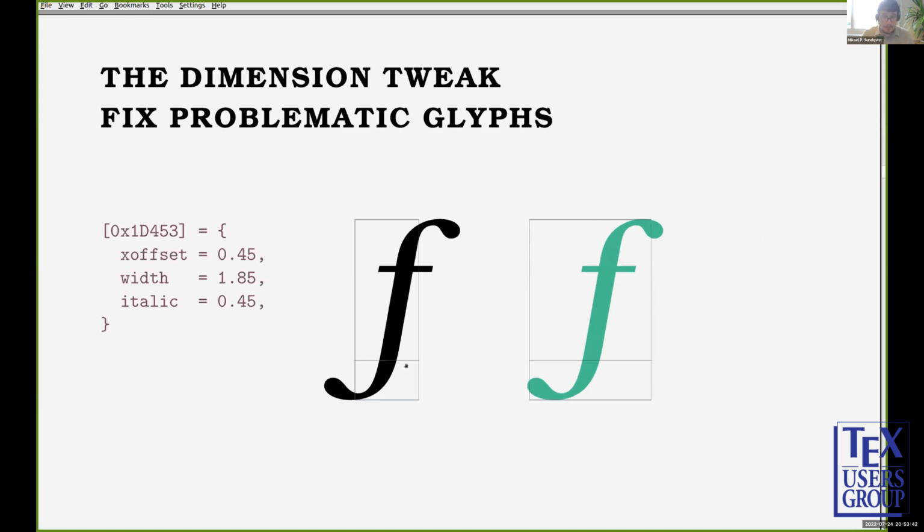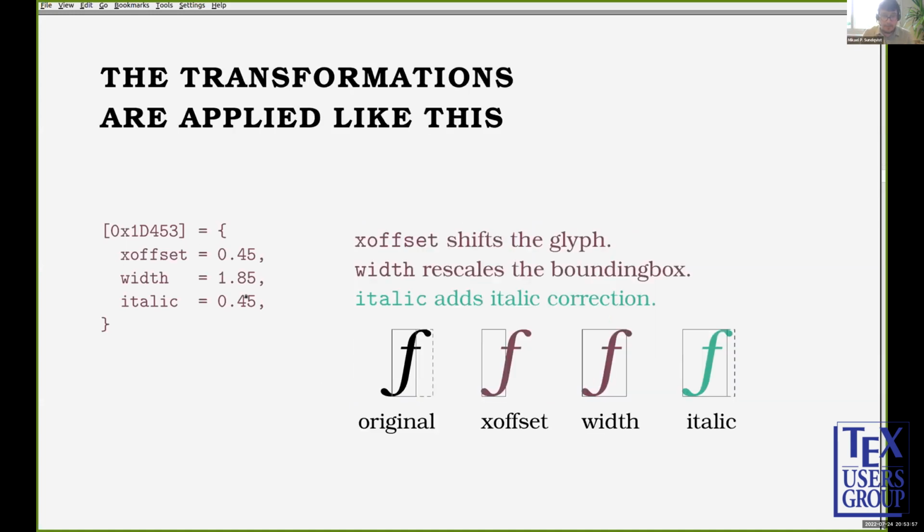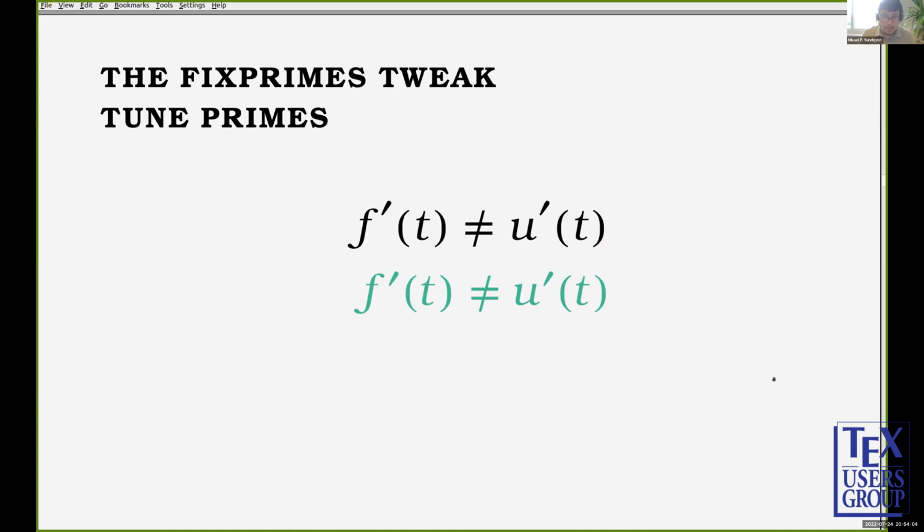So the F looks like this, it has a lot of italic correction, but it also sticks out to the left. So what we have done here is that we have offset the glyph, we have changed the width of the bounding box, and we have reduced the italic correction. Here we see the steps. And that has more or less fixed the F.